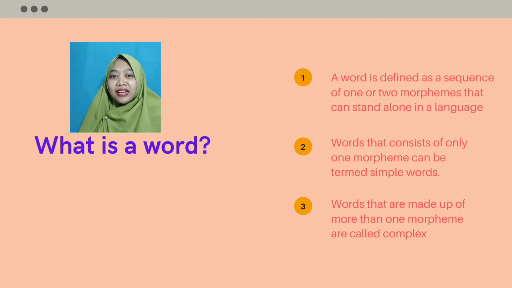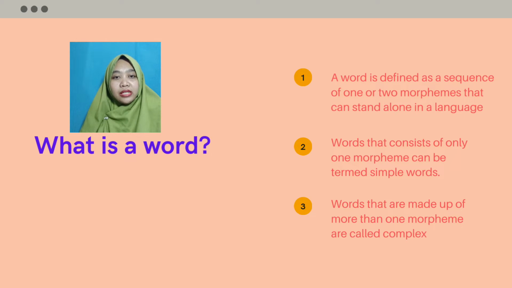So it means that the object of morphology is words. That's why it is important for us to know about words, to know the meaning of words here. Well, there may be some opinions to define a word, but in this case, I would like to define a word from a morphological perspective. So here, a word is defined as a sequence of one or more morphemes that can stand alone.